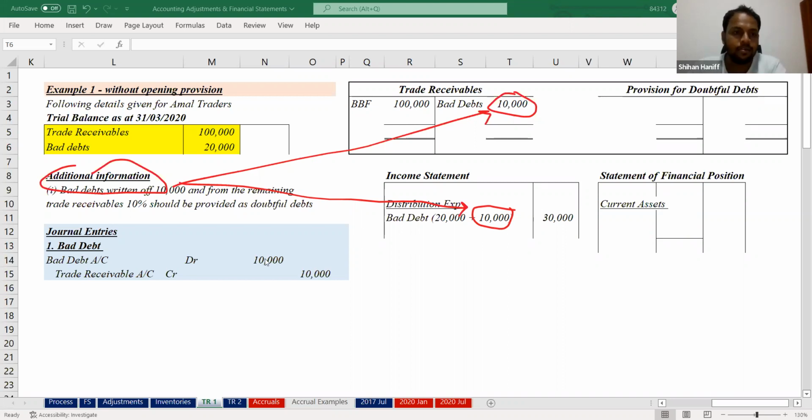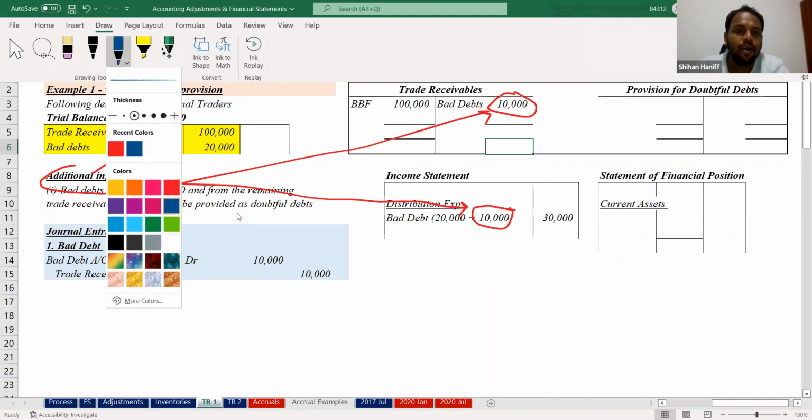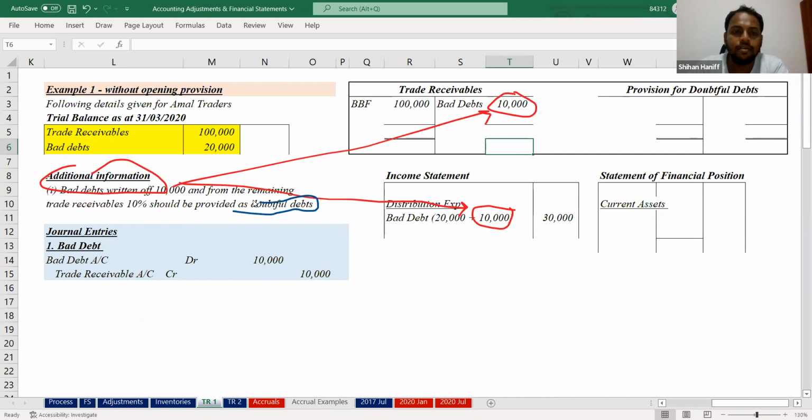Okay, then the next: 10% should be provided as doubtful debt. Now the second adjustment; the first one is bad debt account debit. Now I didn't prepare a separate bad debt account. If you prepare the bad debt account, there is already an opening balance of 20 and another 10 will be debited. So total 30 is here.